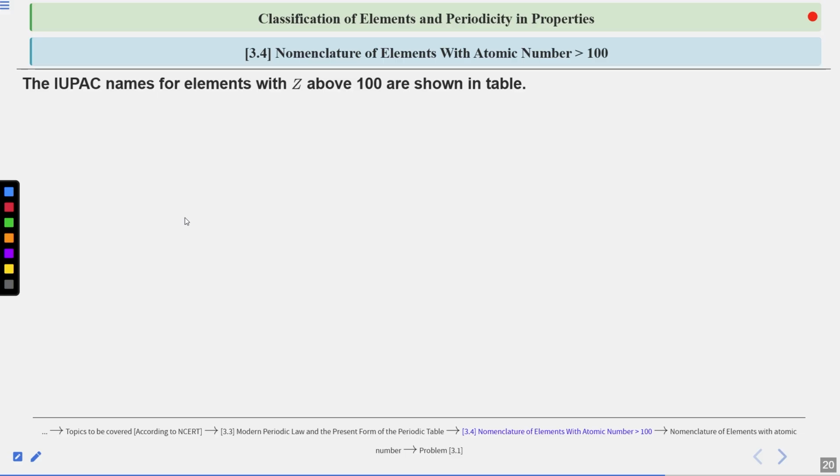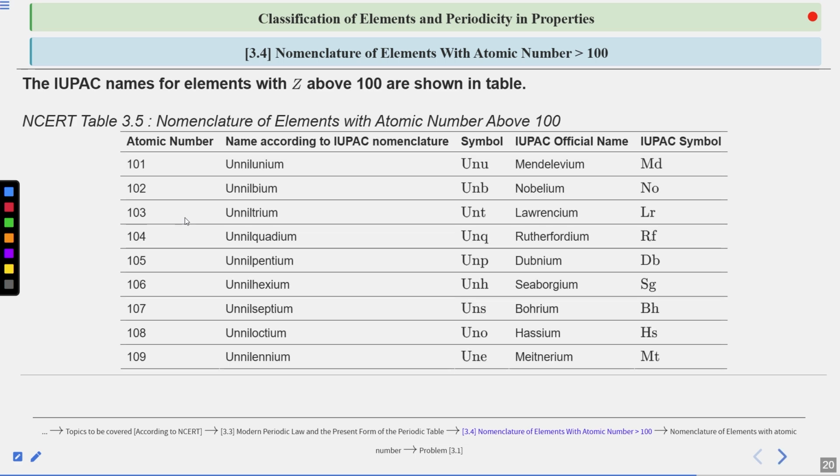Here are some examples shown in table number 3.5. If you are writing it for the element whose atomic number is 101, for 1 you will write un, for 0 you will write nil, for 1 again you will write un, and at last you will put ium. Now the important part is the symbol. For 1 it is un and the symbol is U, for nil the symbol is N, and for un again the symbol is U. Therefore the element symbol will be UNU.